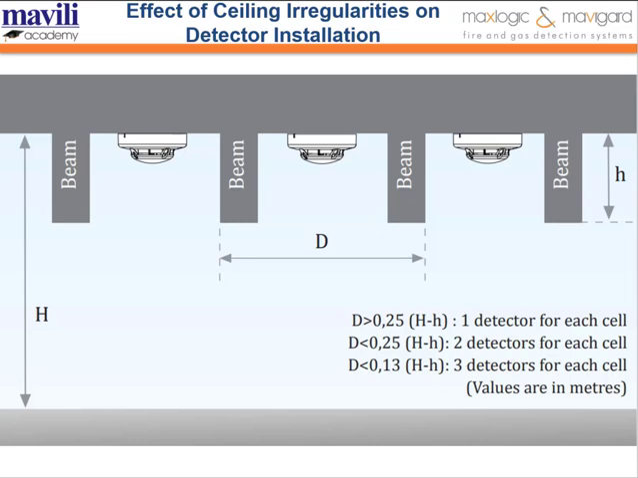Then if the distance D between the beams is less than 13% of the difference, detectors do not need to be placed in every second cell. Instead, the standard states that a detector should be installed in every third cell. In practice, this means placing a detector in one cell, skipping the next two cells, and then placing the detector in the third cell, continuing in this pattern. This rule helps determine how detectors should be arranged on irregular ceilings with beams, ensuring proper coverage while avoiding unnecessary detector installations.